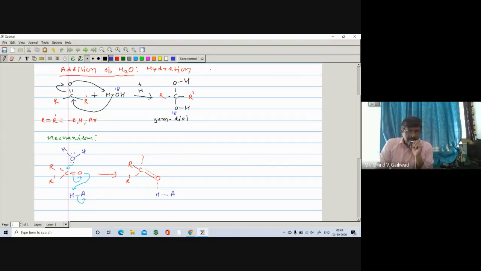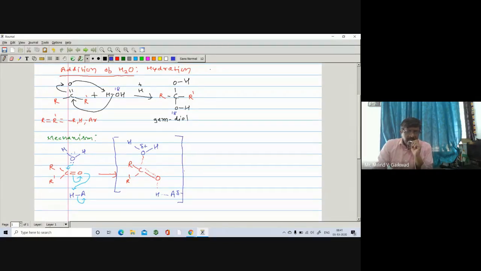So as a result, this HA carries partial negative, and you are having here O, here is a H, here is a H. So as a result, this oxygen is having partial positive, and there is a formation of bond between this one. So this is the transition state, right? This is the transition state.